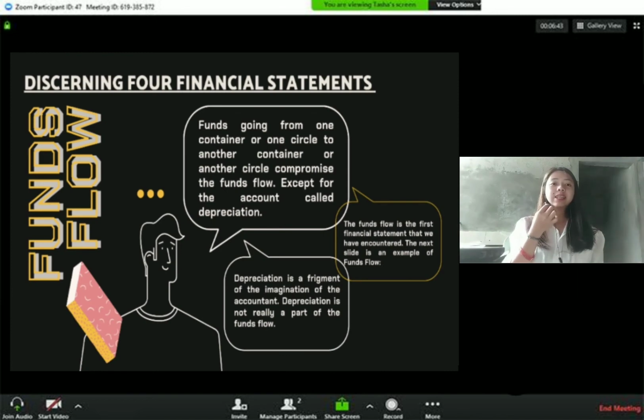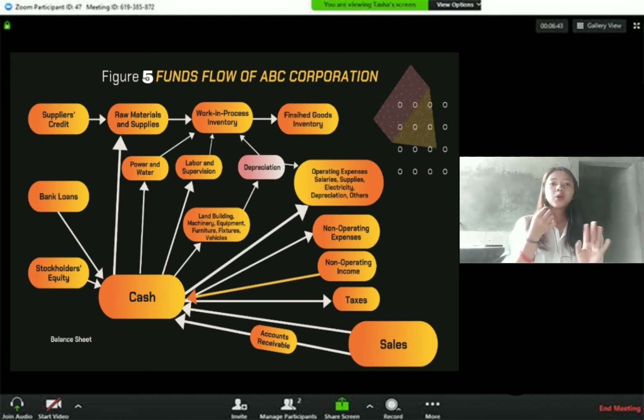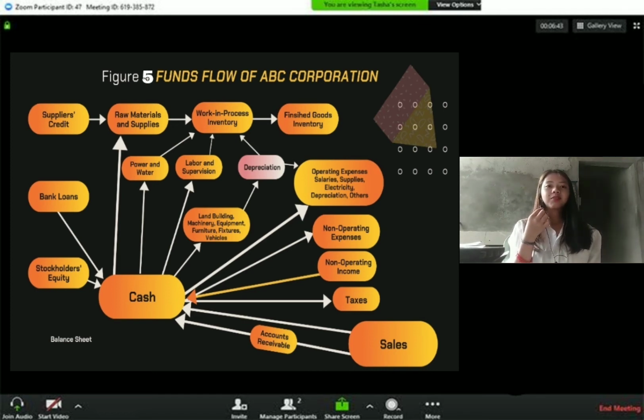So now let us correlate this on interpreting financial statements. First, this full figure 5 is what we call the funds flow. Funds flow going from one container to another container, or from one circle to another circle, makes the funds flow, except for the account of depreciation, which is only from the imagination of the accountant. As Ms. Mananquil mentioned earlier, depreciation is not really part of the funds flow. Thus, funds flow is the first financial statement that we have encountered.